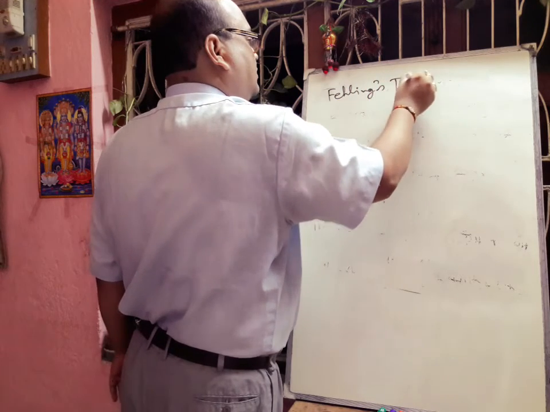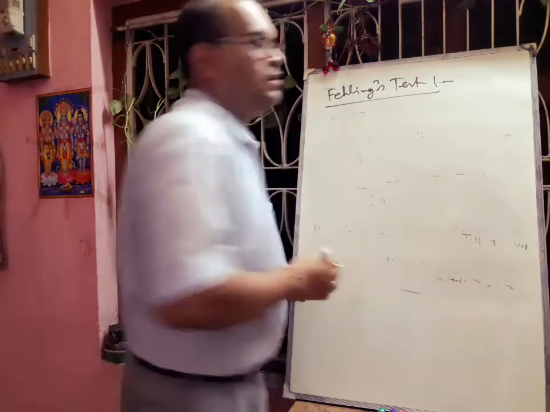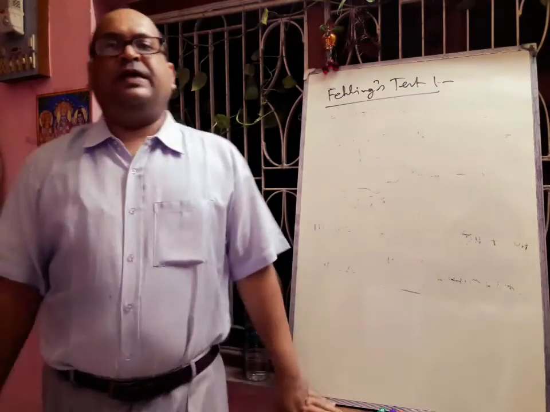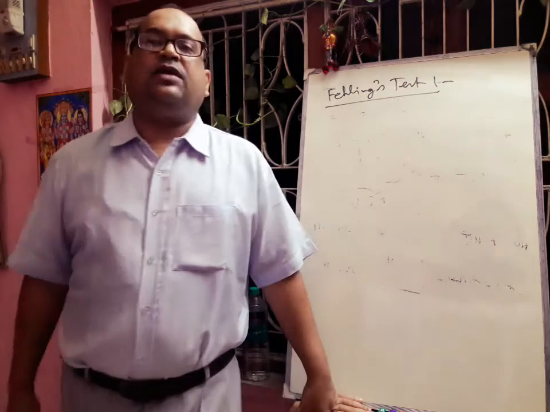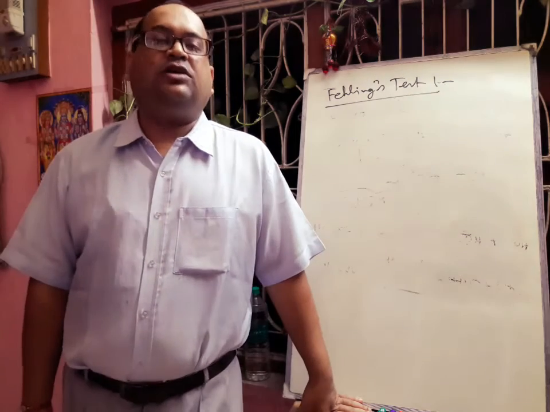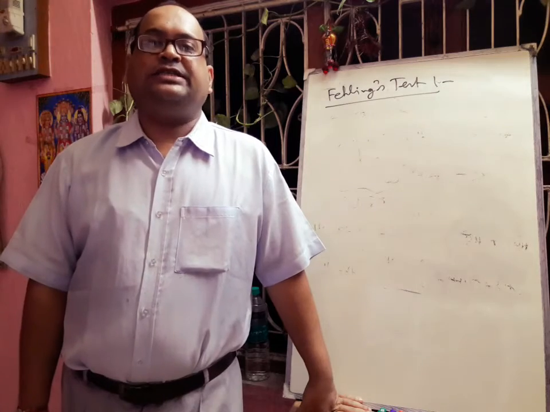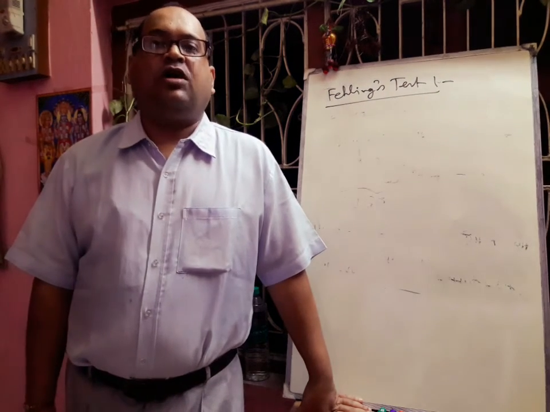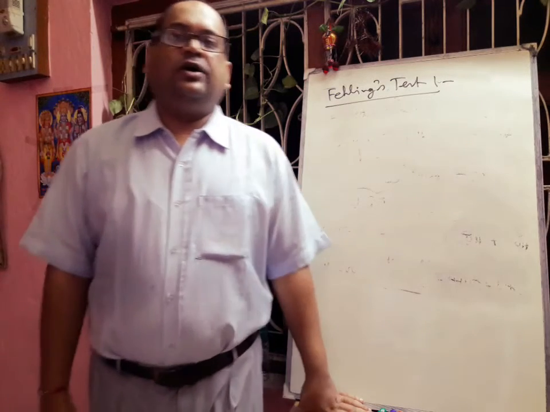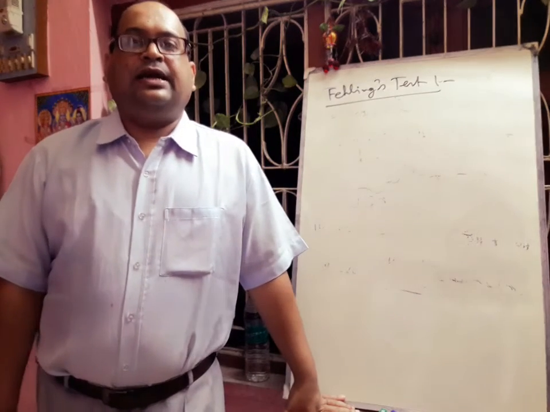Fehling's test. Now what is Fehling solution? Fehling solution is a 50-50 mixture of copper sulfate solution as well as Rochelle salt solution. What is Rochelle salt? This is sodium potassium tartrate, a mixed salt solution. Tartaric acid, sodium potassium salt. So it contains complex copper tartrate.